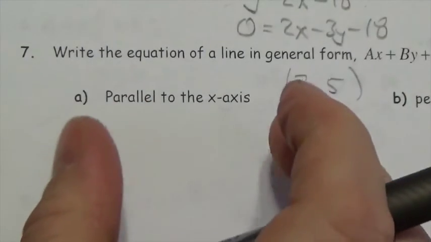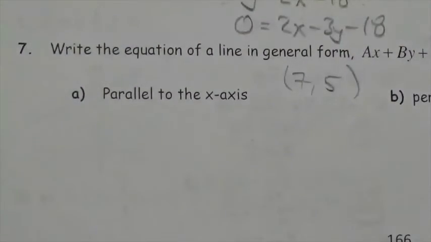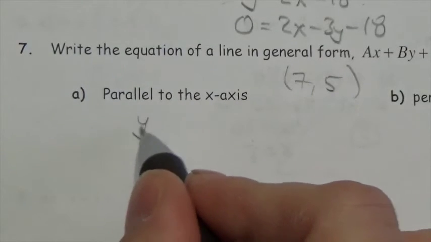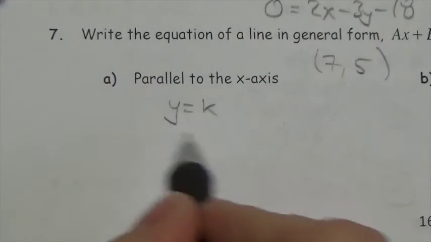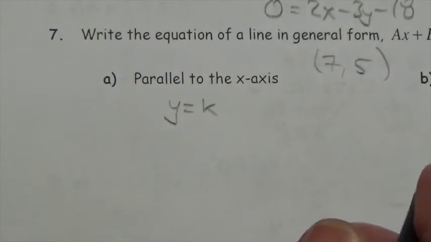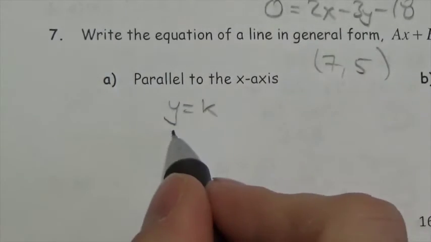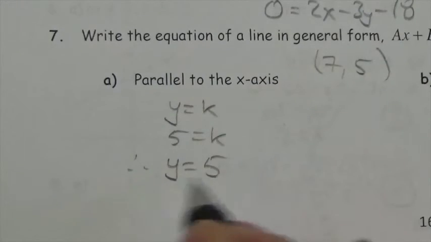Okay, if a line is parallel to the x-axis, that means it's a horizontal line. Now just think about how that works here. We've already done this repeatedly. If it's parallel to the x-axis, that means the equation is going to be y is equal to some constant k. Notice that x doesn't even play a role in this, and it hasn't. Plug the y coordinate in, we get 5 is equal to k. So there we go, y is equal to 5. That's the equation of the line.